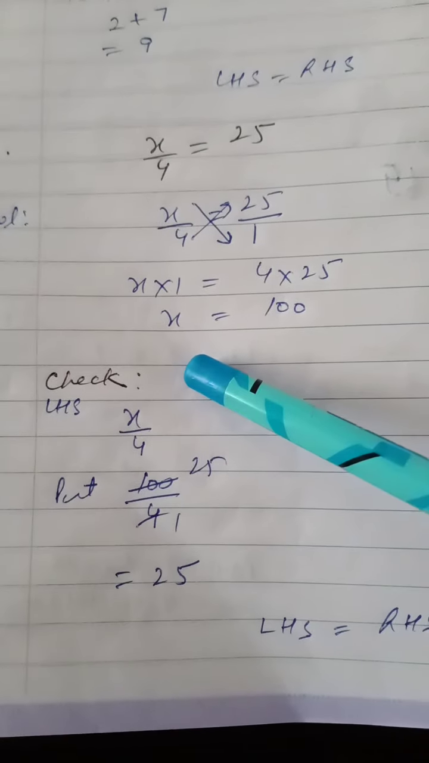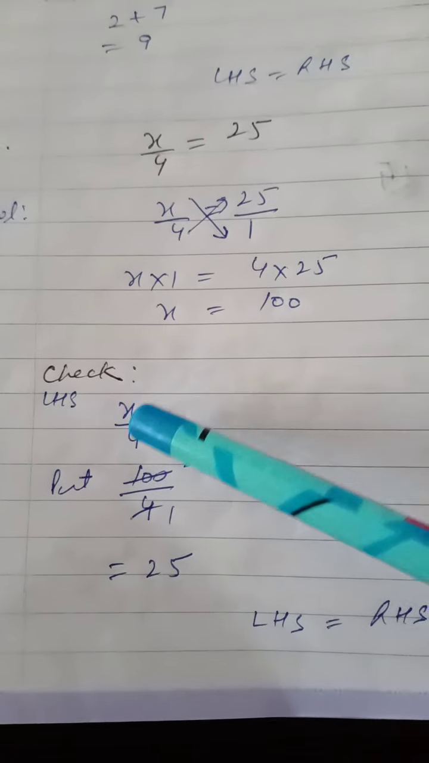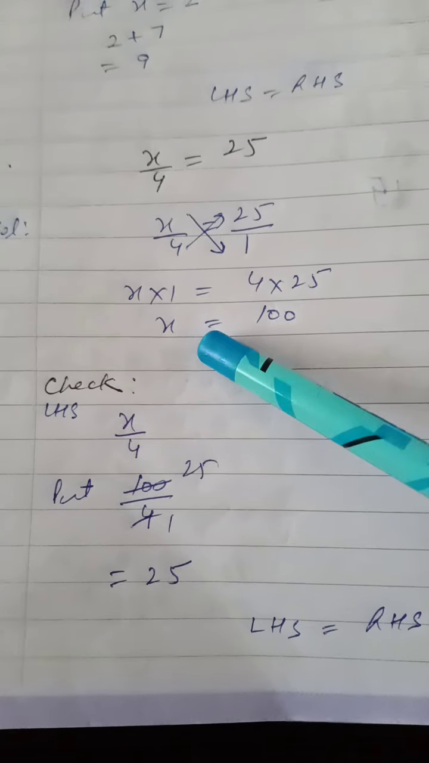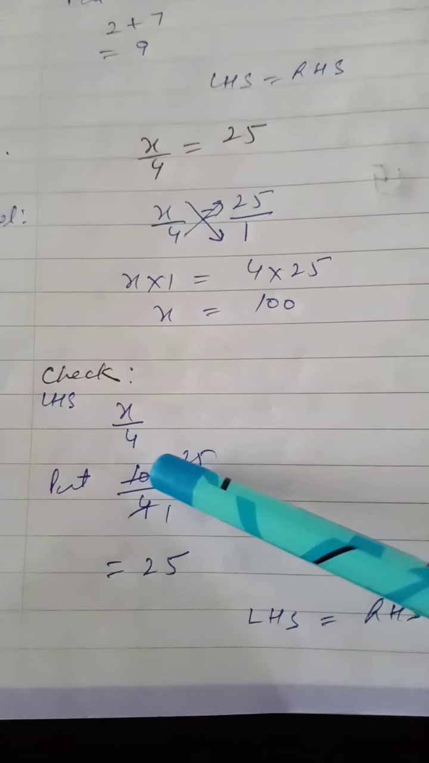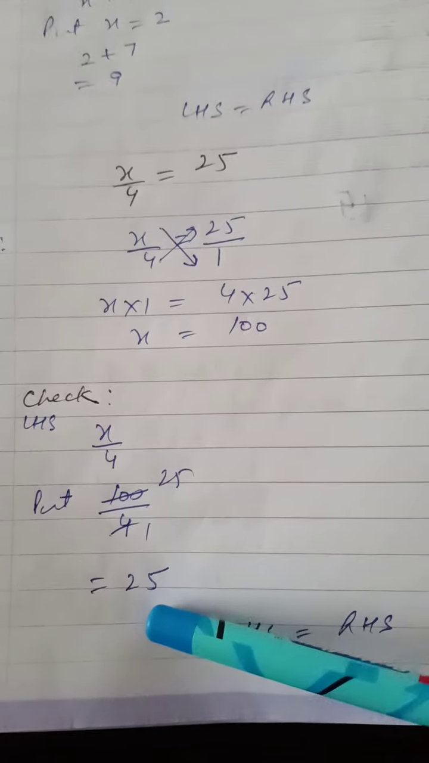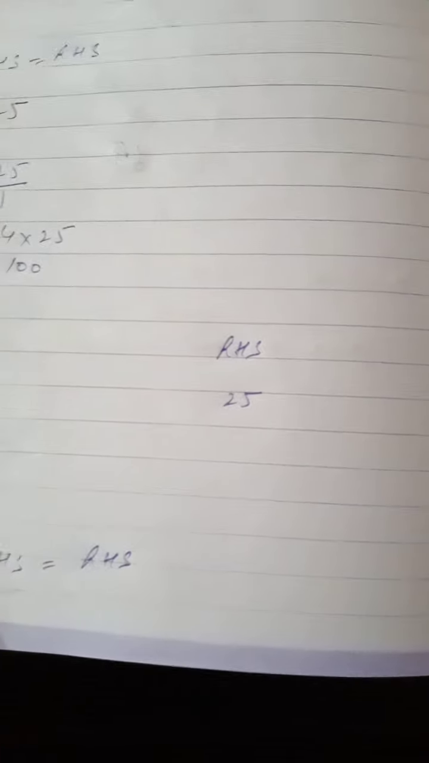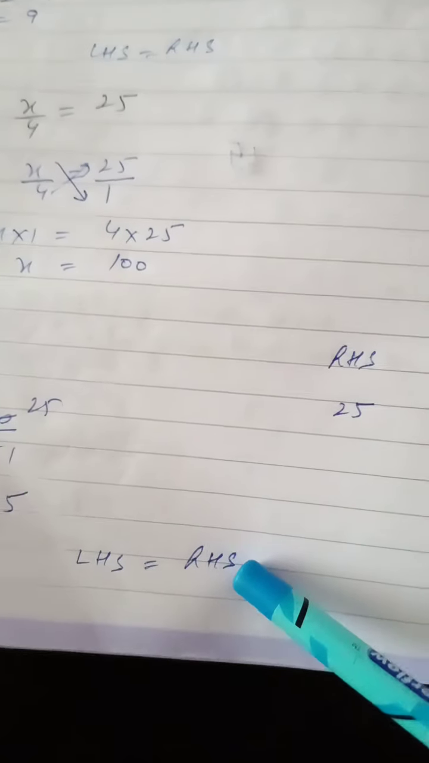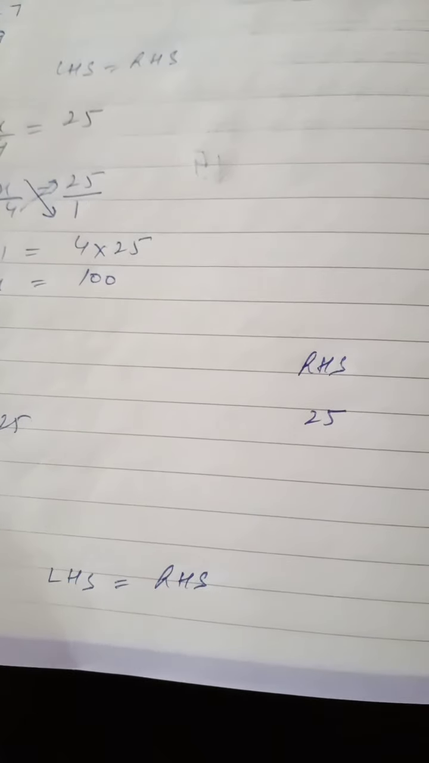Now we will check this value. We will take the LHS, x upon 4. Now we will put x is equal to 100 in this equation. 100 upon 4, if we cut it, we will get 25, and the right hand side was already 25. So both the sides are equal, so LHS is equal to RHS. It means our value was correct.